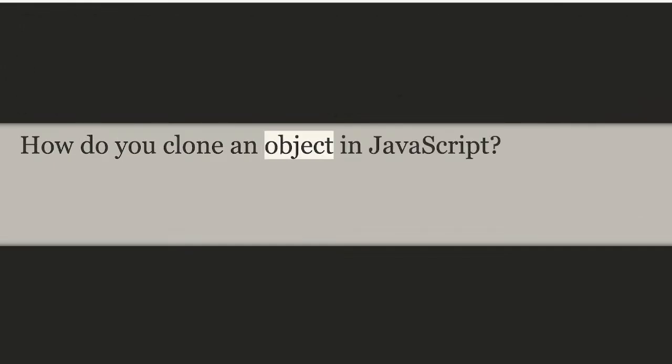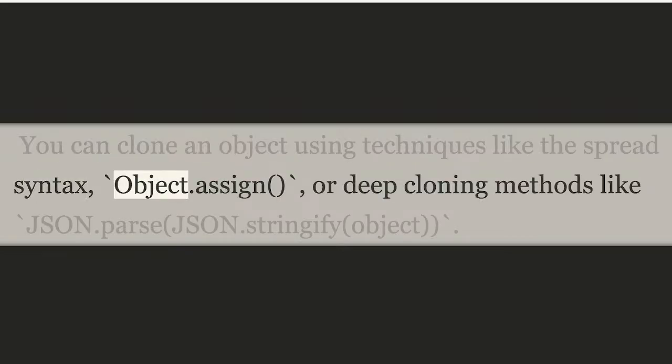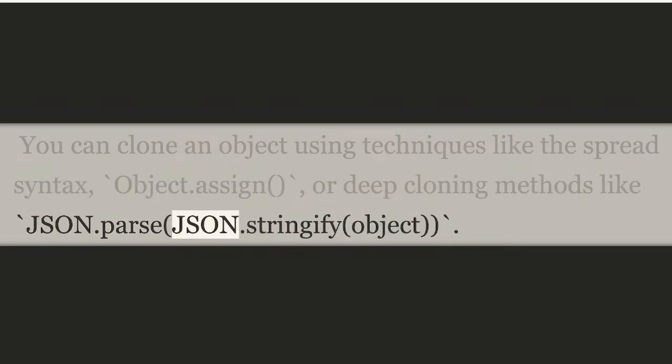How do you clone an object in JavaScript? You can clone an object using techniques like the spread syntax, Object.assign, or deep cloning methods like JSON.parse, JSON.stringify, Object.